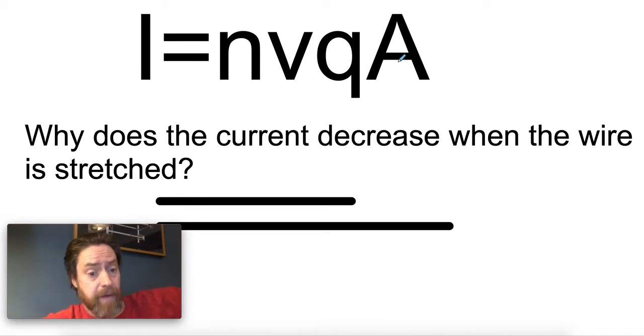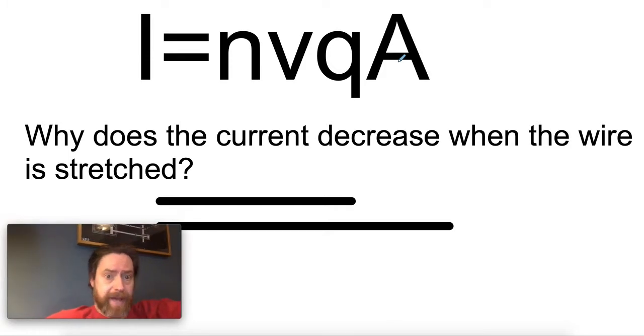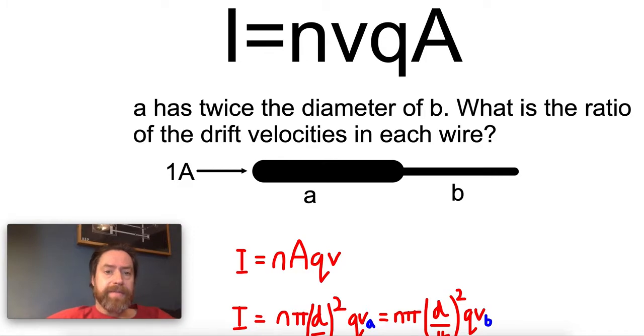Finally, I'm going to ask you to go and do some past paper questions on this now. But I've got one where they might ask you a numerical problem. They might ask you to find, say, a ratio of the drift velocities in each wire. And I just want to show you the sort of thing you'd have to think about for this sort of problem.